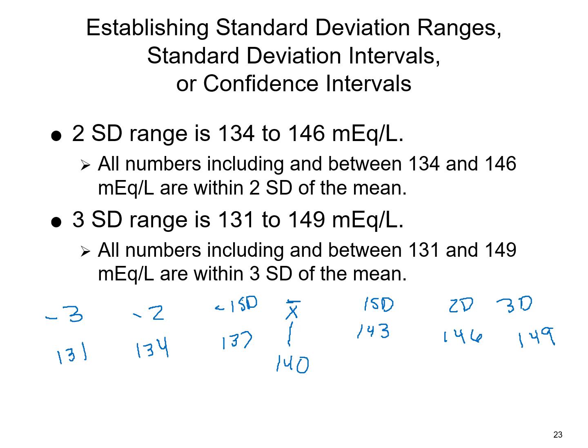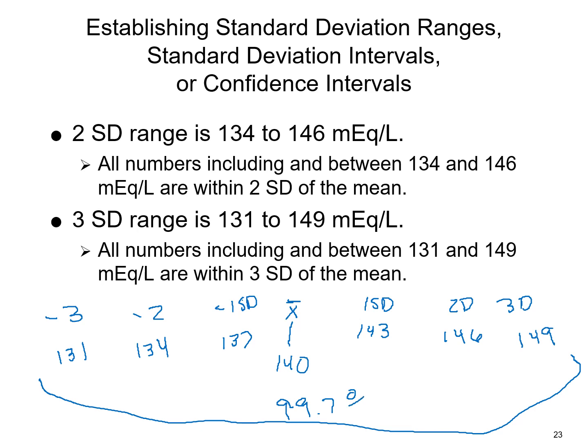So we know that in order to be within 3 standard deviations, we have to be somewhere in between these values. The majority of our values are going to fall within this range, and that is 99.7% of our values.